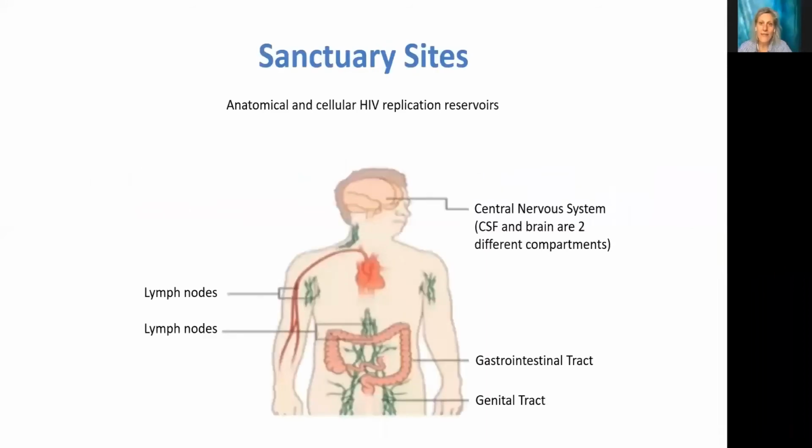Next slide. What do we mean by sanctuary sites? These are the anatomical and cellular HIV replication reservoirs, and they are all over the human body. They're in the central nervous system, so they are the cerebrospinal fluid and the brain, which are actually 2 different compartments within the central nervous system. They are lymph nodes, which are distributed all over the human body, or they are cellular areas in the gastrointestinal tract or in the genital tract.